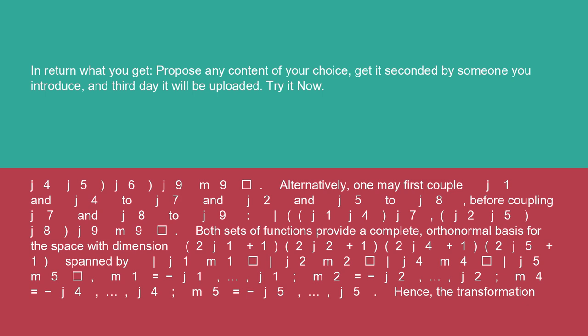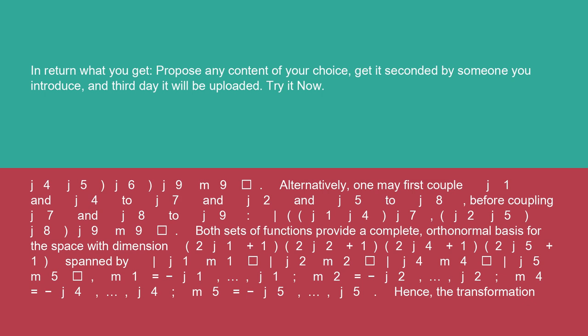Alternatively, one may first couple j1 and j4 to j7, and j2 and j5 to j8, before coupling j7 and j8 to j9: |(j1 j4)j7, (j2 j5)j8, j9 M9⟩. Both sets of functions provide a complete, orthonormal basis for the space with dimension (2j1+1)(2j2+1)(2j4+1)(2j5+1), spanned by |j1 m1⟩|j2 m2⟩|j4 m4⟩|j5 m5⟩, where m1 equals minus j1 to j1, m2 equals minus j2 to j2, m4 equals minus j4 to j4, and m5 equals minus j5 to j5.